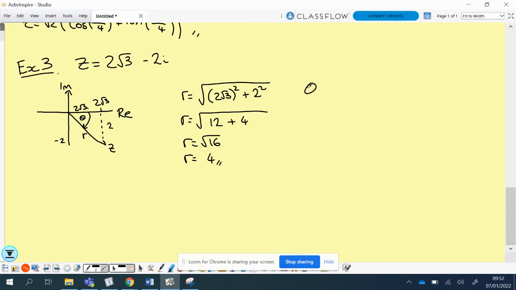Theta, so again, it's tan theta, opposite over adjacent, so it'll be 2 over 2 root 3. The 2s cancel, so you get 1 over root 3. And again, that's one you can get from your exact value triangle. So theta would be the tan inverse of 1 over root 3.